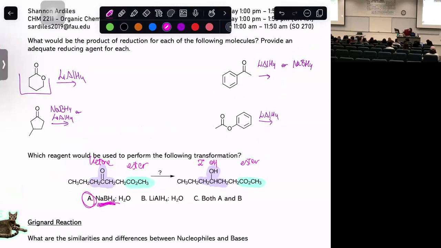Okay, any questions on normal reductions? Pretty simple. Do we see the pattern? We're good? Do we have a question here? Okay, it seems like no.